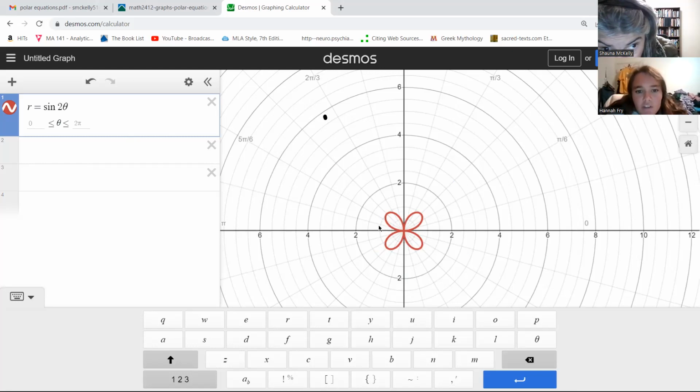I have a question, Shauna. How do you determine the degrees between the petals? Okay. So there's always 360 degrees in a circle. All of these circles, no matter how big or how small they are, there's always 360 degrees. And this applies to whether you're doing sine or cosine.